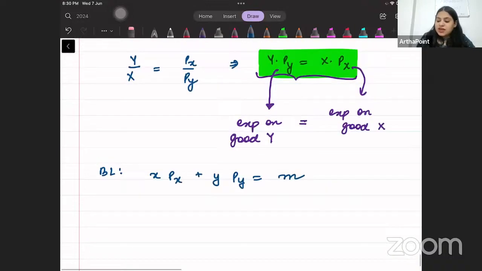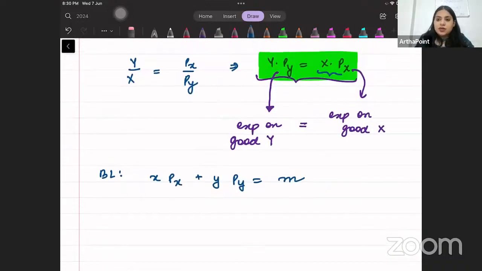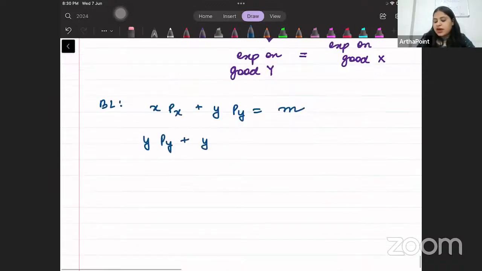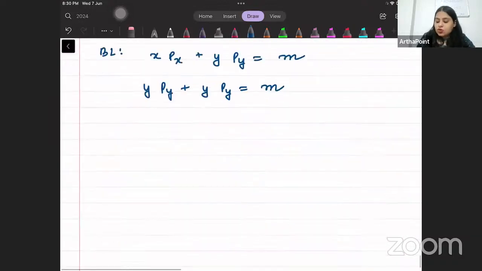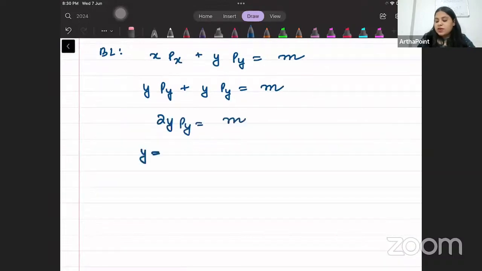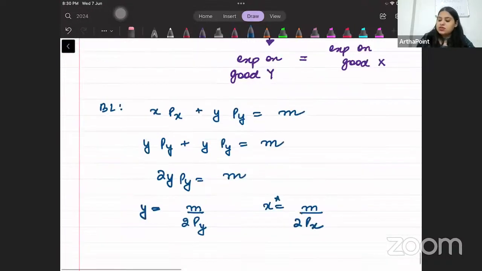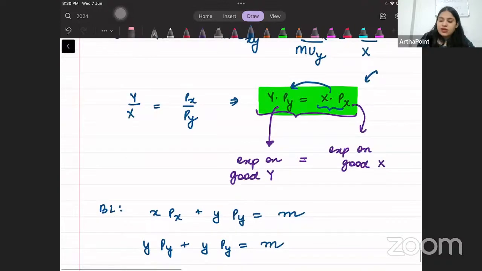Instead of xpx, I can put ypy, the two are equal. So ypy plus ypy is equal to m. 2ypy is equal to m. So y will be m by 2py. And x will be m by 2px; you can just find this out by putting the value of y here, and you will get the value of x.